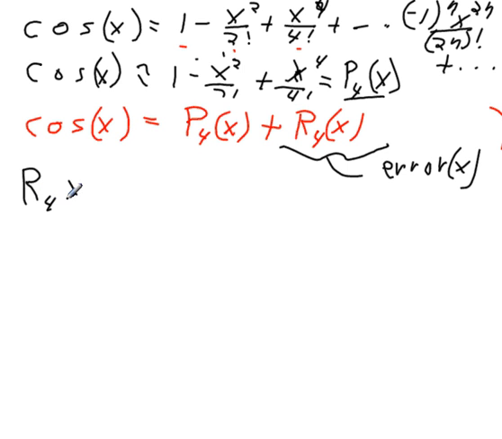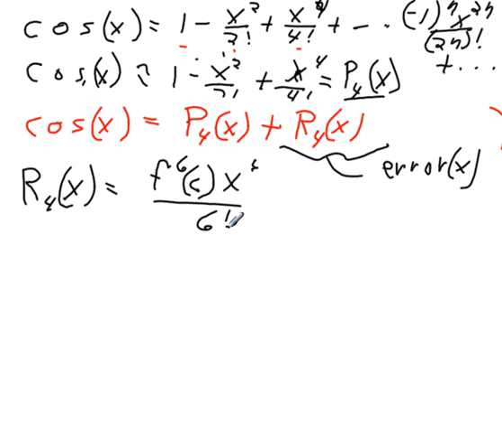R4 of x is going to be the first skip derivative. Remember, the zero term is 0 because cosine's an even function. So then the first skip term is really the x to the 6th term. So it's going to be the 6th derivative evaluated at this magical c times x to the 6th over 6 factorial.